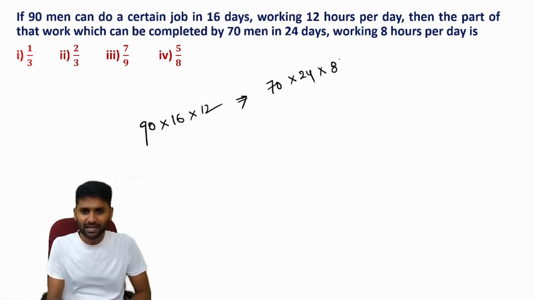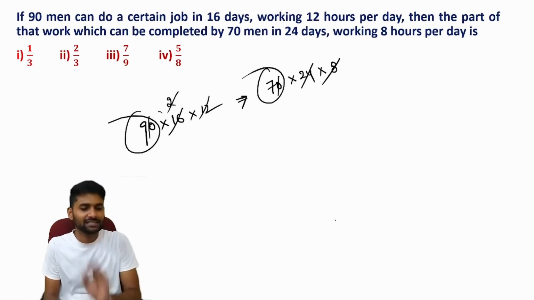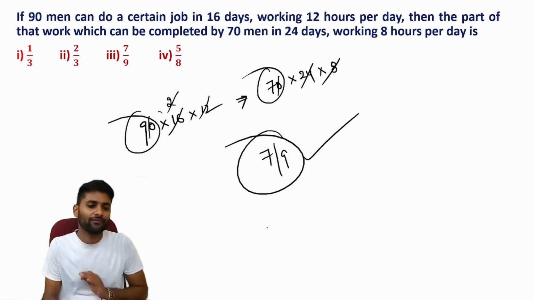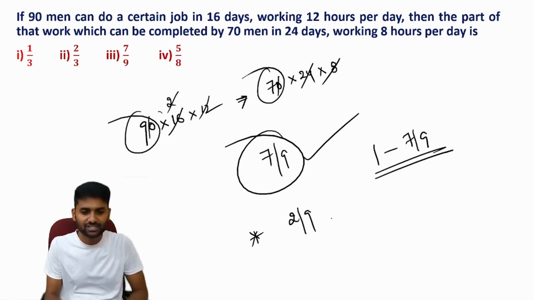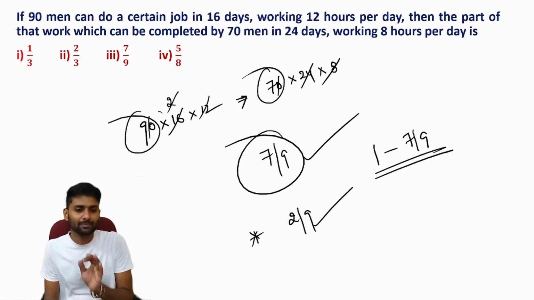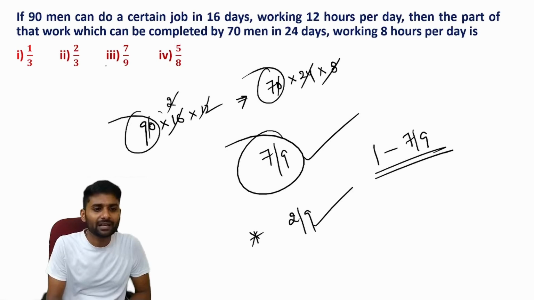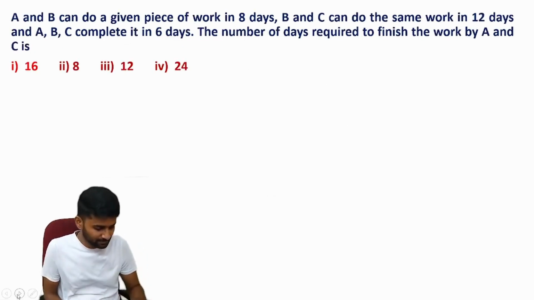Let's go through the further calculation. See, 8 goes into 24 exactly 3 times, and the zeros cancel. Out of 9 units, they have only completed 7 units. It means they completed 7 by 9th of the work. For example, what is the remaining work that is left? So, total work minus work done, 7 by 9th of the fraction. So, out of 9, 2 units are left in the work. That's why 7 by 9th of the work is completed. Let's go through this question.